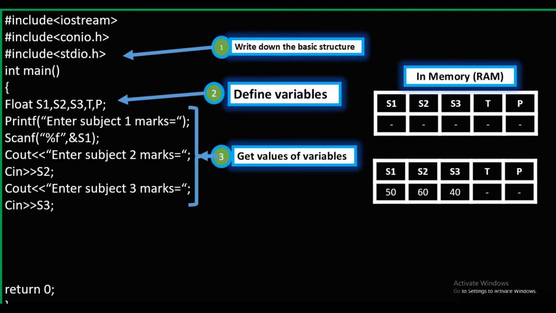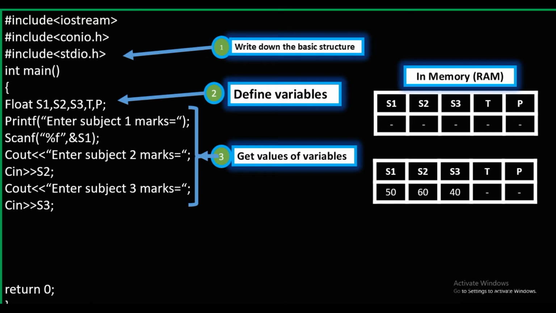In step 3, we get values of variables. Simply display a message. You can display message with cout or with printf. I write both methods for learning. Simply use printf and write a message. Enter subject 1 marks and get values of first variable subject 1 with scanf, or you can get these values with cin. Both functions scanf and cin are used for getting value from user.